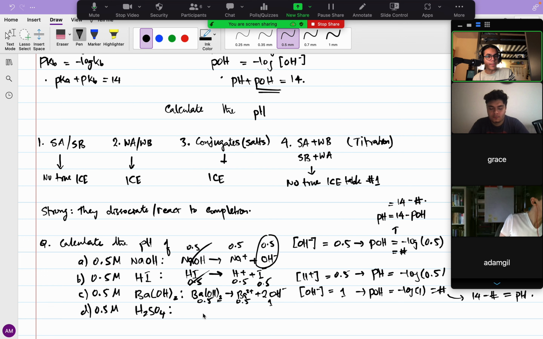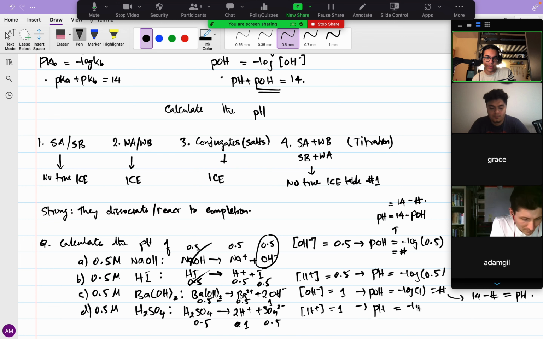Same thing here, but for an acid, right? So H2SO4 gives 2H plus and SO4 2 minus. If this was 0.5, this is 1 and 0.5. So H plus concentration is 1, and so pH is just the negative log of 1. And you're done. All right, that's all there is about strong acids and strong bases.